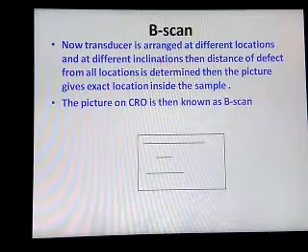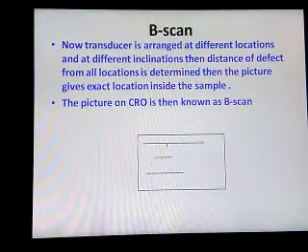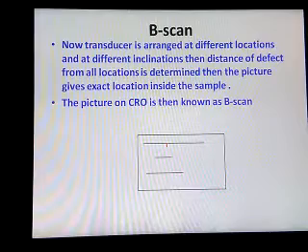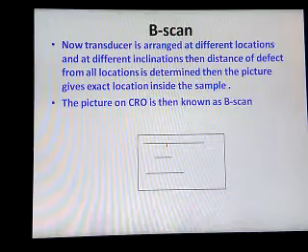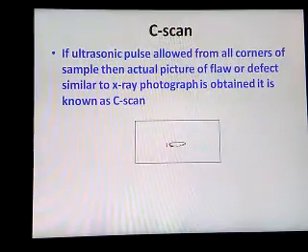From all directions, if the ultrasonic waves are allowed, then the location is detected in the form of typical lines shown on the CRO. Such a picture is known as B scan. B scan can be produced whenever a defect is found in the sample. If a defect is not found, then the further process is not possible.